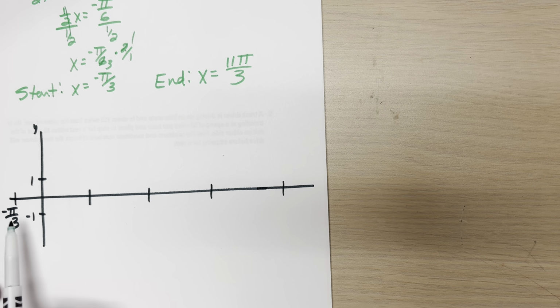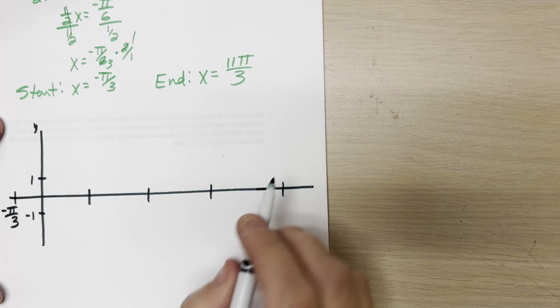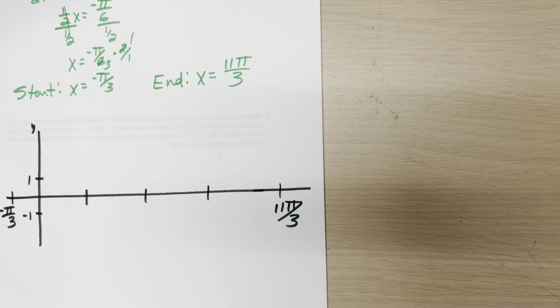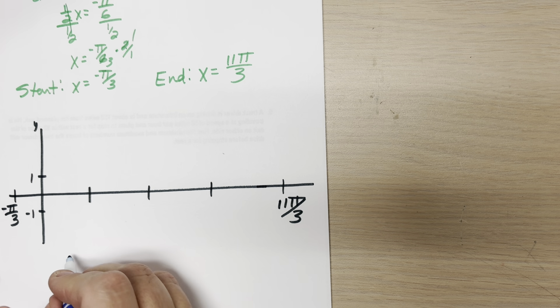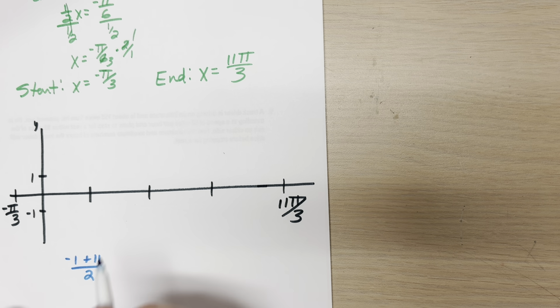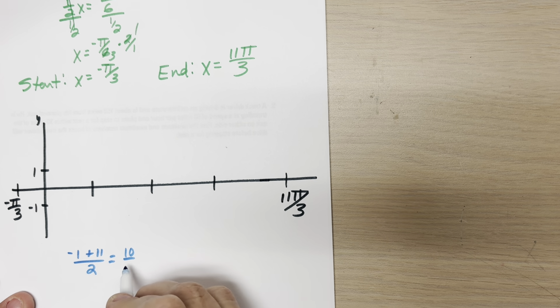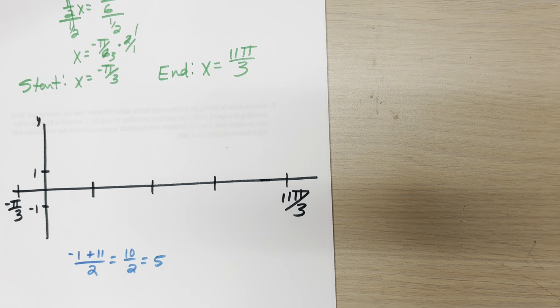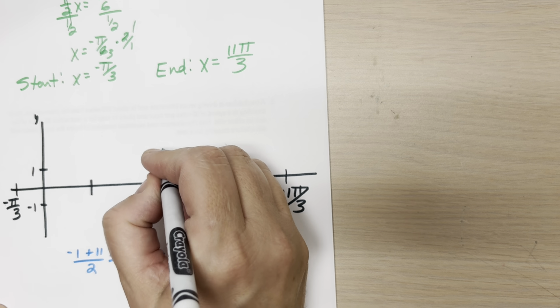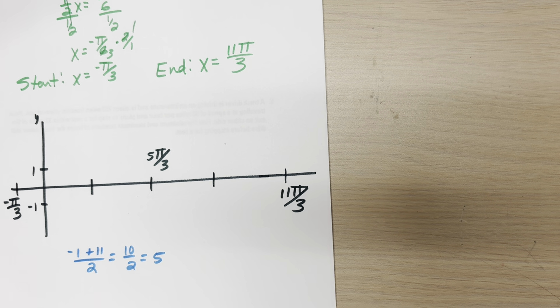Okay, so negative pi over 3 is here, 11 pi over 3 is over here, and we need to figure out these other tick marks. So I'm looking at the numerators. I've got negative 1 here, I've got 11 here. If I add that, I get 10, and if I divide it in 2, I get the midpoint. So I end up at 5 pi over 3. That's this middle one right here, 5 pi over 3.